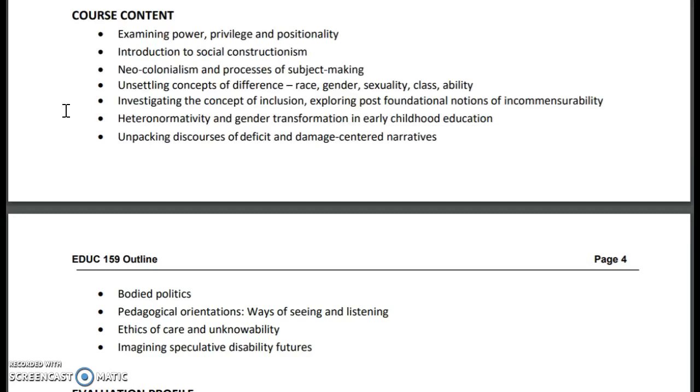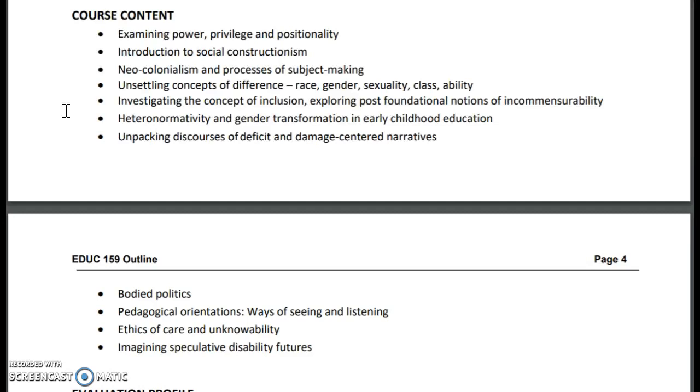We'll be looking at heteronormativity, examining what that means and what gender transformation happens in early childhood education when looking from a critical lens. Unpacking discourses of deficit and damage-centered narratives. We'll be discussing bodied politics, how bodies live in the world and how bodies are able to live in the world. We'll be looking at pedagogical orientations, so ways of seeing and listening.